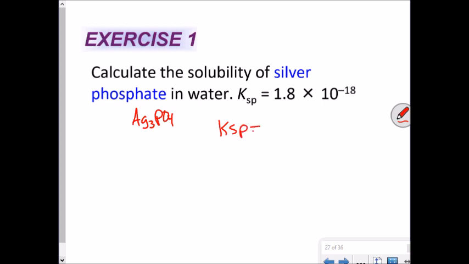Ksp equals 27x to the 4th. So 1.8 times 10 to the minus 18 is going to be 27x to the 4th. Everybody knows how to plug that into the calculator to do the 4th root of something, right? Just to make sure. Some people are not as math savvy. It's under the math key on the graphing calculators. Okay?